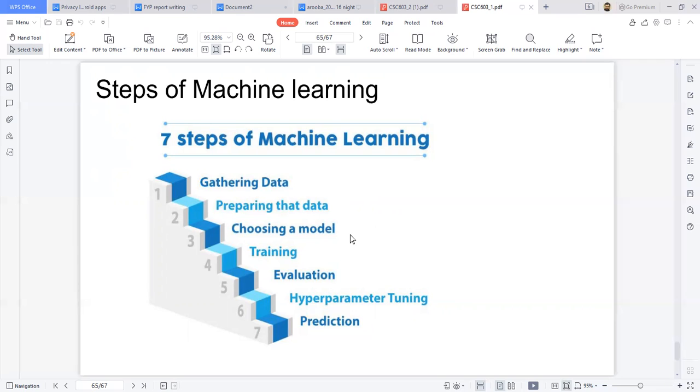Then we have to choose the model, like we want to apply supervised, unsupervised, reinforcement, which model we will use. So if supervised, then should we use the regression model or classification model, and which algorithm we need to use. Then we will train, then we will evaluate, then we will have hyperparameter tuning, and then by using the testing data set, you can do prediction. So these are 7 steps which we will use.